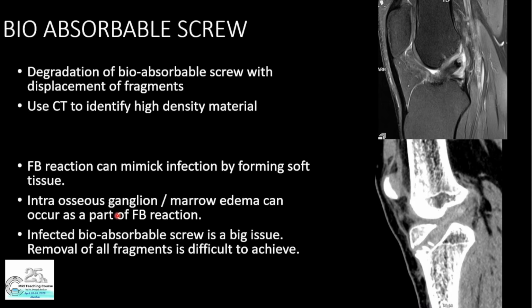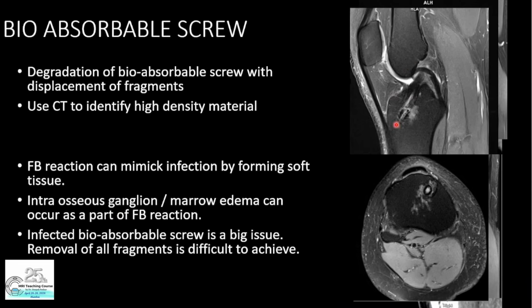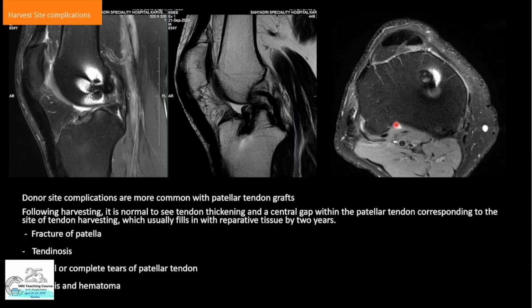So bioabsorbable screws are pretty popular because of the absorbing capacity, but sometimes they degrade too fast and then you can have laxity. Occasionally they can cause foreign body reactions which can mimic infection, and sometimes they can cause intraosseous ganglion formation also. And if you get an infection in a bioabsorbable screw, then it is a nightmare for the surgeon, because all the fragmented pieces of the bioabsorbable screw need to be removed in the presence of infection. It is very difficult for the surgeon.